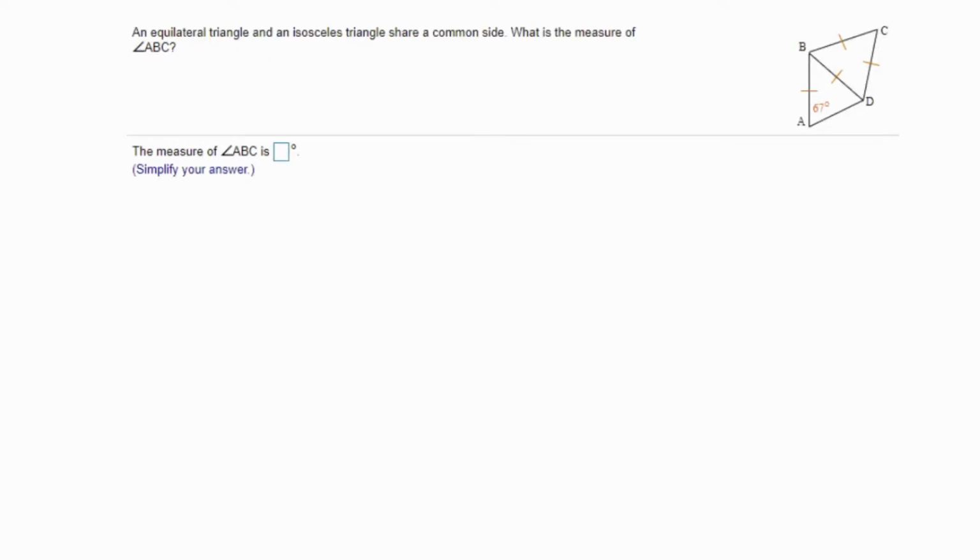High school geometry: angles and triangles. First, read the prompt: an equilateral triangle and an isosceles triangle. Alright, let's define some terms real quick.